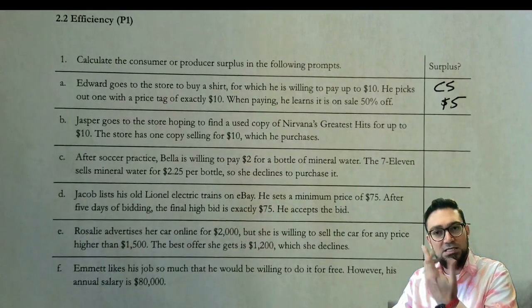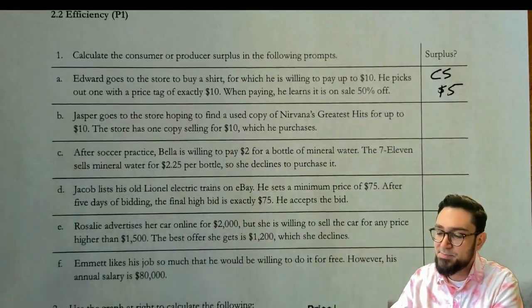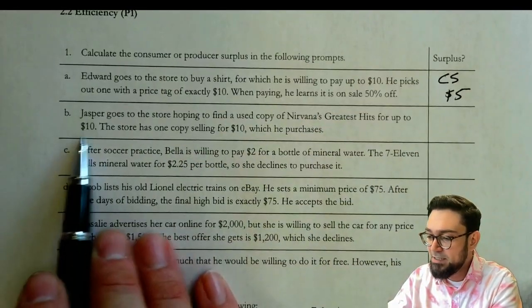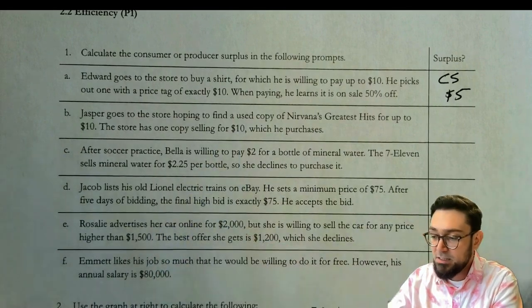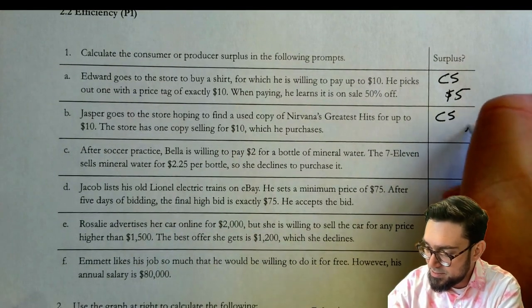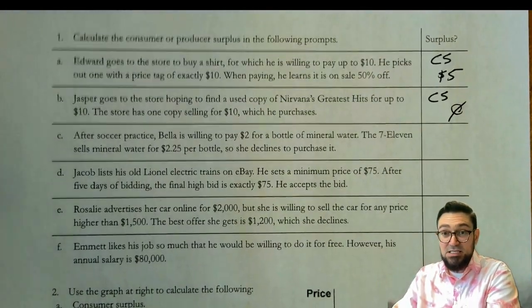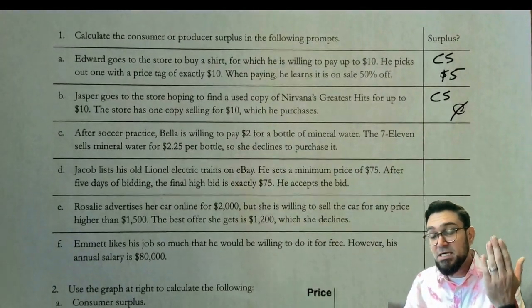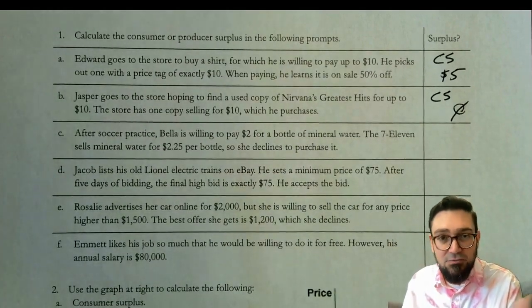Jasper goes to the store. He wants to buy a used copy of Nirvana's Greatest Hits. Jasper is a cool guy. He's willing to pay up to $10. The store has a copy selling for $10. And so his consumer surplus is 0. Now, that's okay. He's still benefiting, right? In the sense that he valued it at $10 and he paid exactly $10. It's just that those are kind of rare.